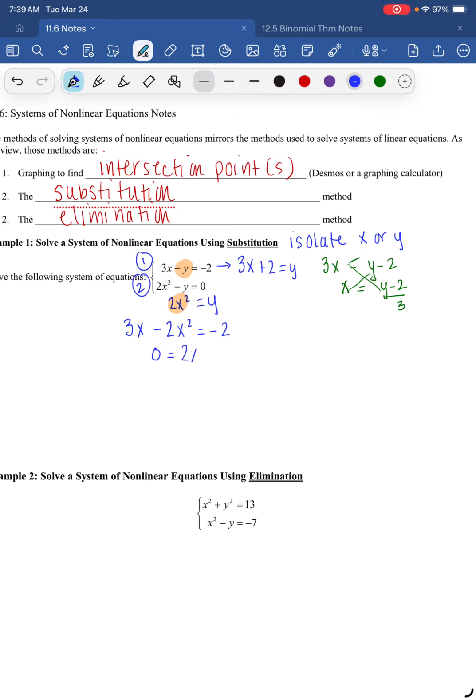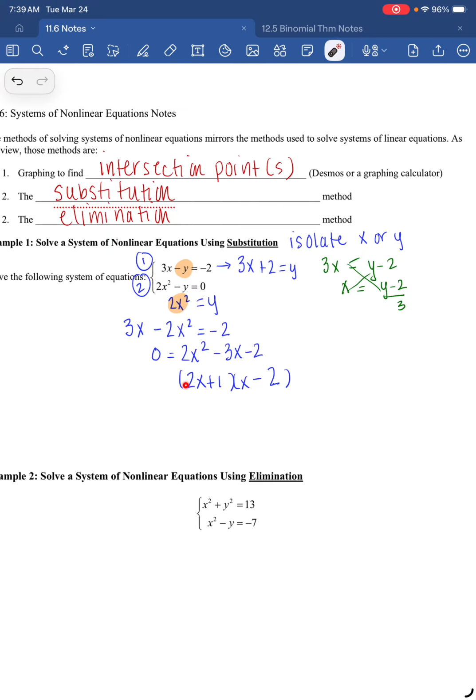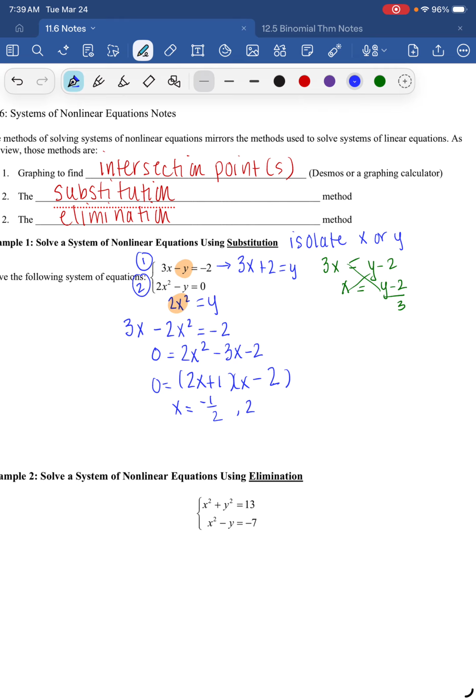So I'm going to add 2x squared to both sides, subtract 3x, subtract 2, and then I'm going to factor and use the zero product property. This is going to be 2 minus. Let me just do a quick double check, make sure I did it right. 2x squared minus 4. Yeah, looks good. So when you use the zero product property, you're going to get x equals negative 1/2 and x equals 2.